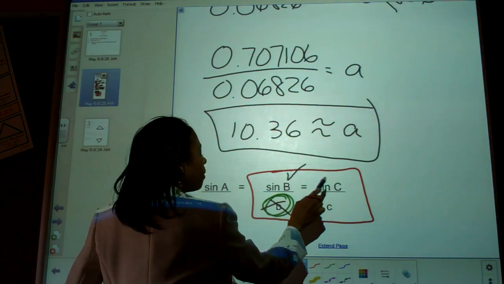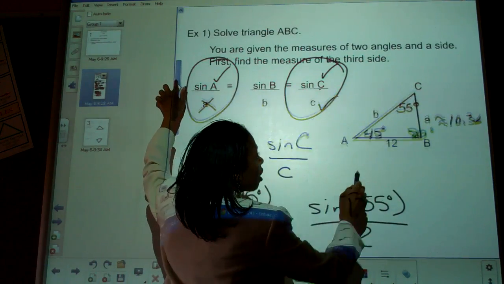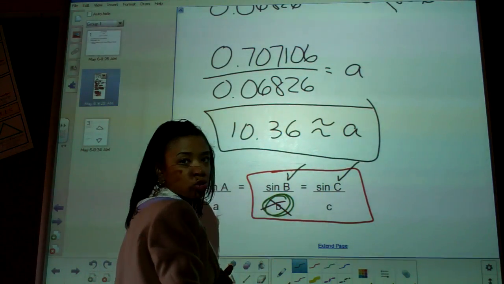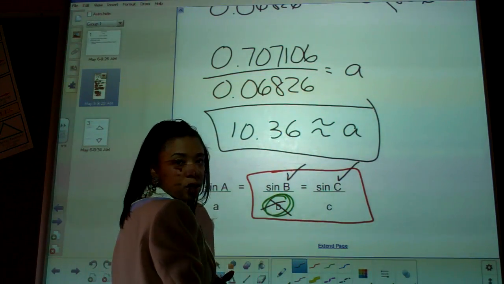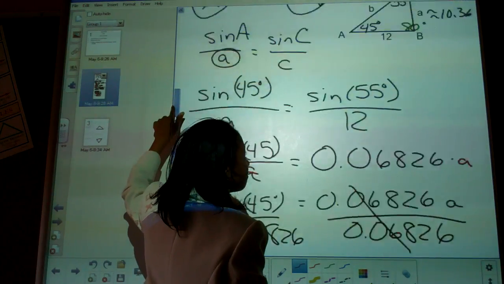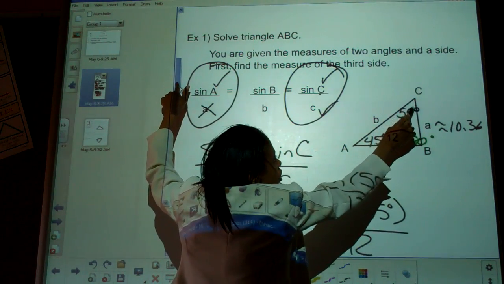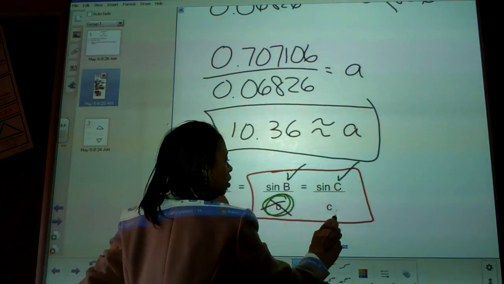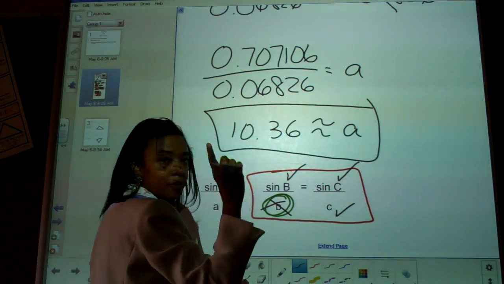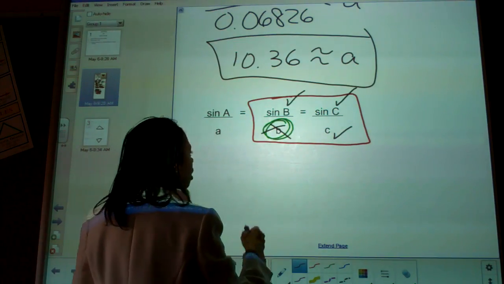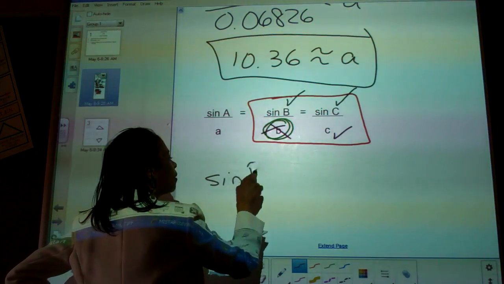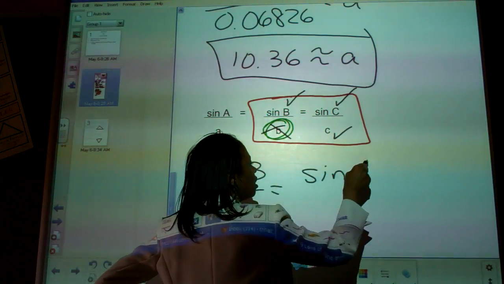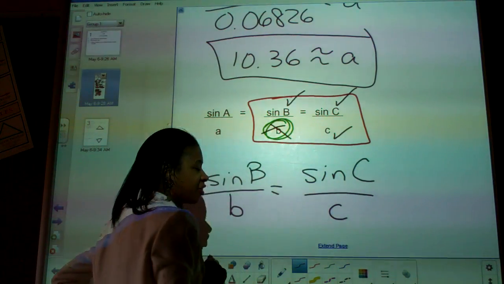Sine C, do we know the measure of angle C? Yeah, it's 55 degrees. So bam, we got that measure of angle C. And then finally, do we have the length of side C? Ooh, it's across from angle C, and there it is, 12. Yes, we have it. How many unknowns do we have? Only one. So it looks like our comparison is going to be sine B over side length B equals sine C over side length C.